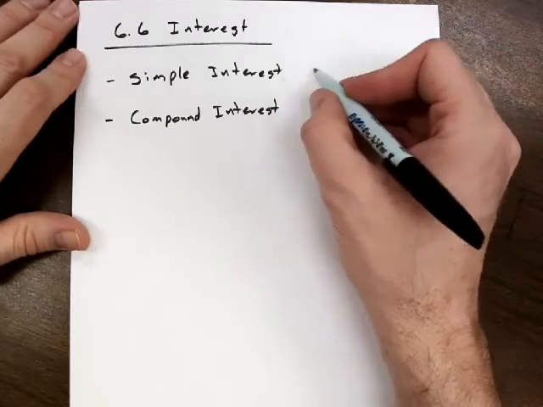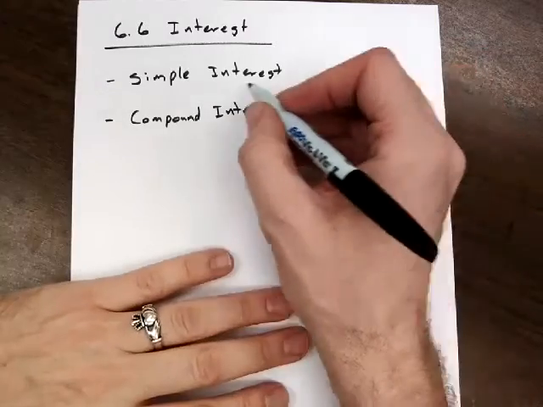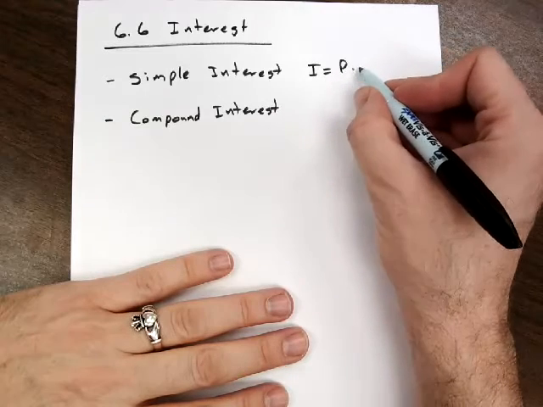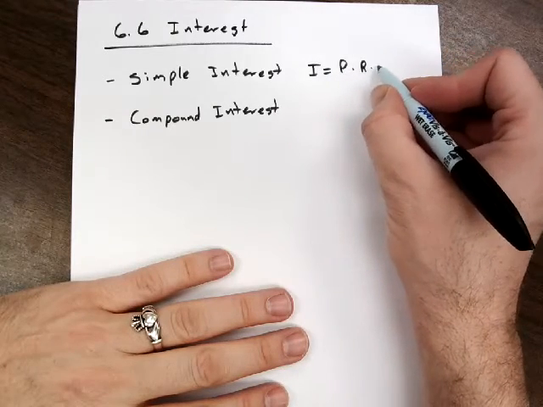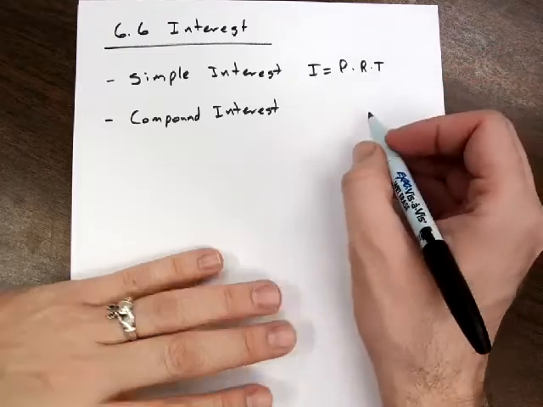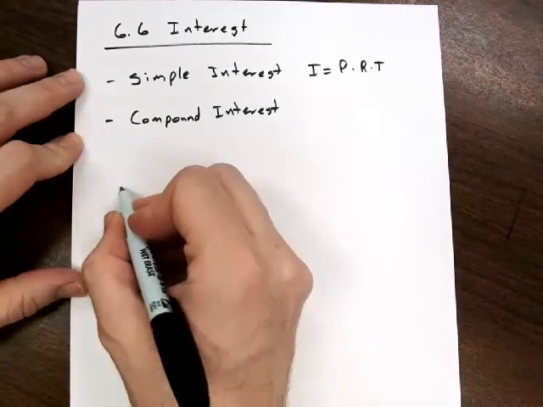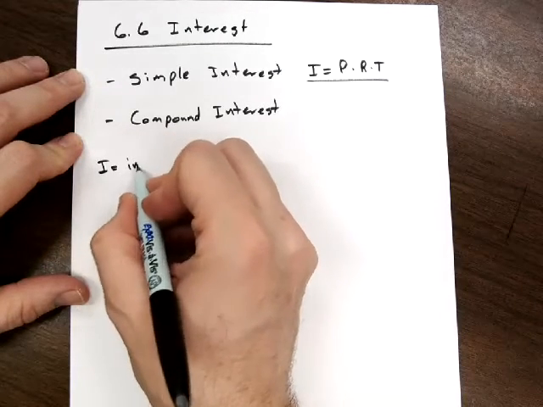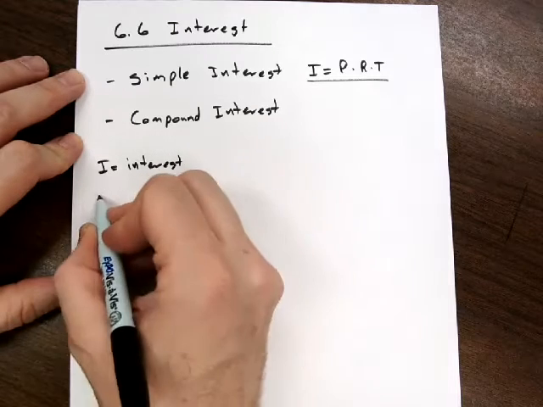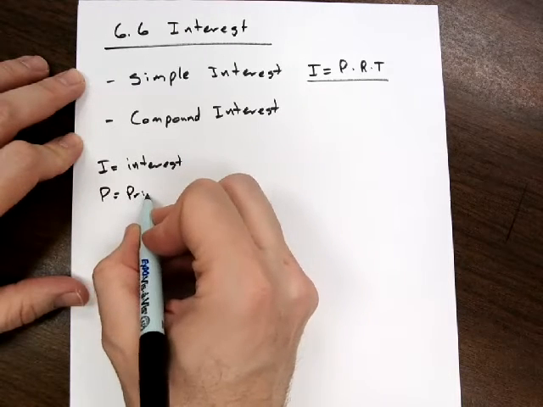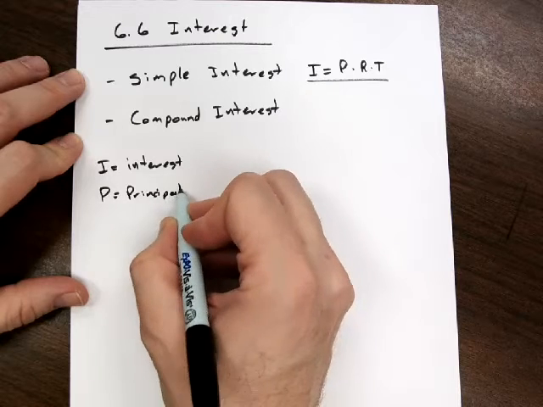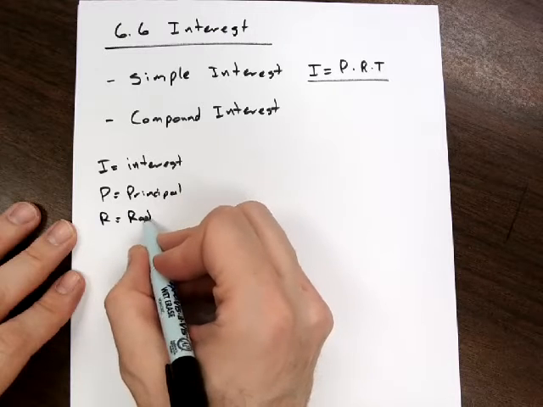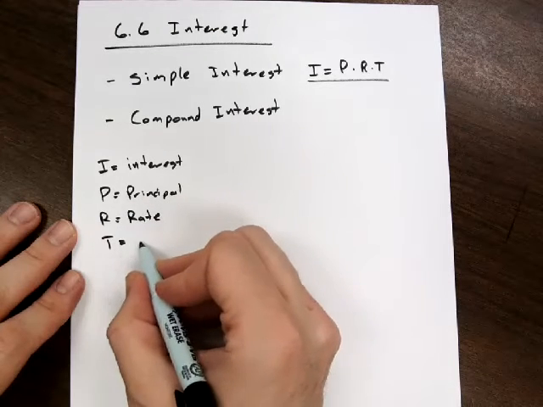And to start off with, I'm going to give you a couple formulas. Simple interest is this. Your interest is equal to your principal times your rate times your time. Sometimes I call this the PERT formula. So I'll go ahead and spell that out down here: I is usually your interest, P is your principal, R is going to be your rate, and T is going to be the amount of time.